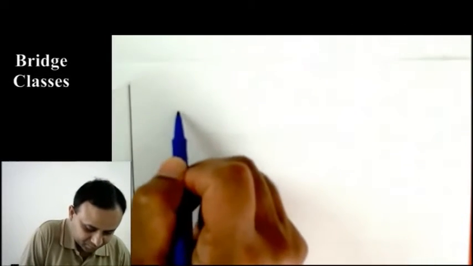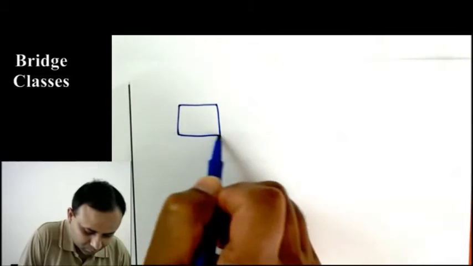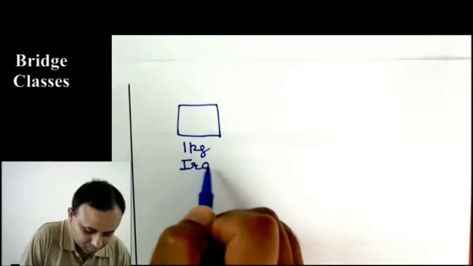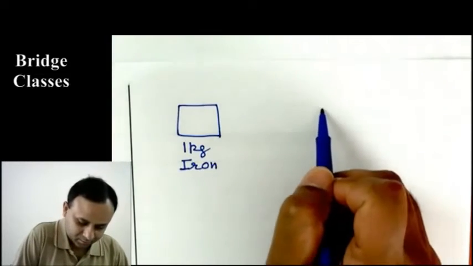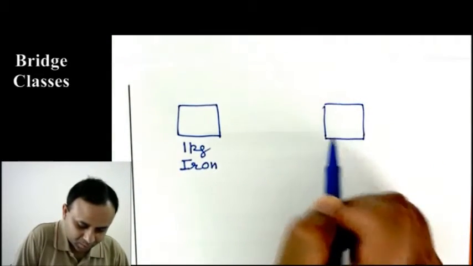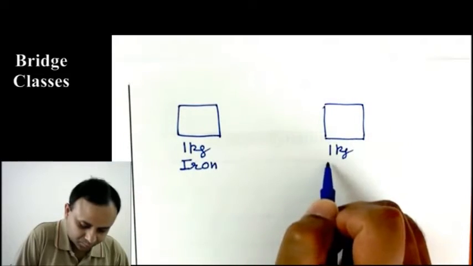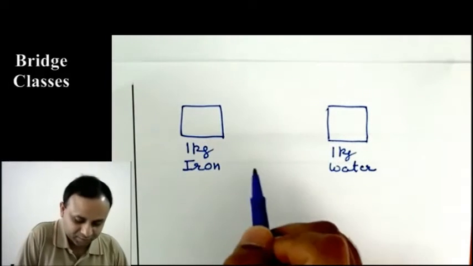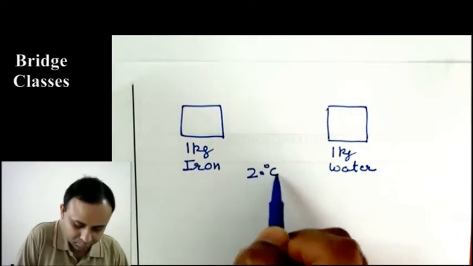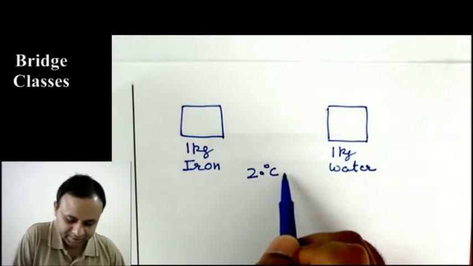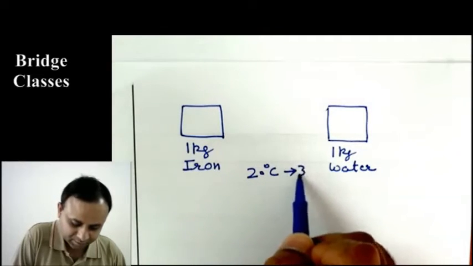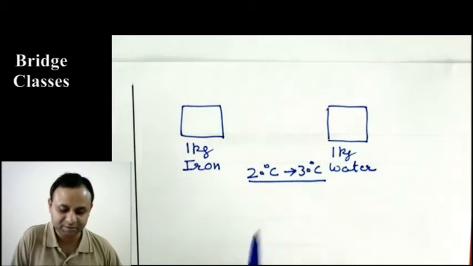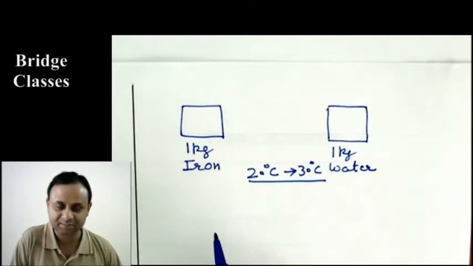Let us say we have 1 kilogram of iron, and we have 1 kilogram of water. Both are at atmospheric pressure, and say both are at 20 degrees C, and we want to change their temperature from 20 to 30 degrees C. So we want to heat them. They are different substances, but we want to heat them by the same amount.